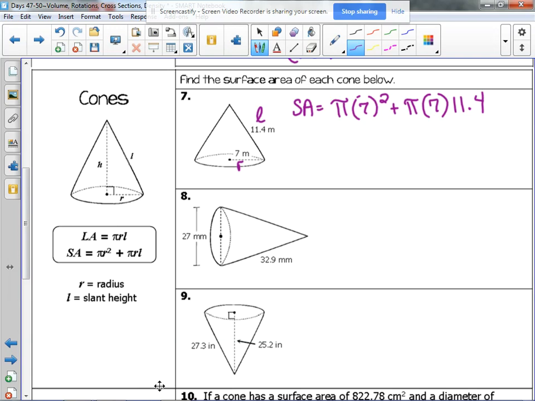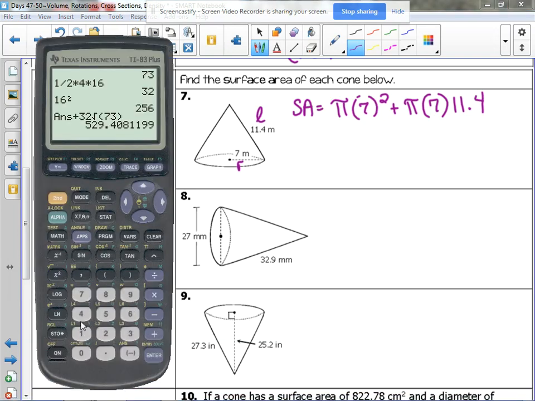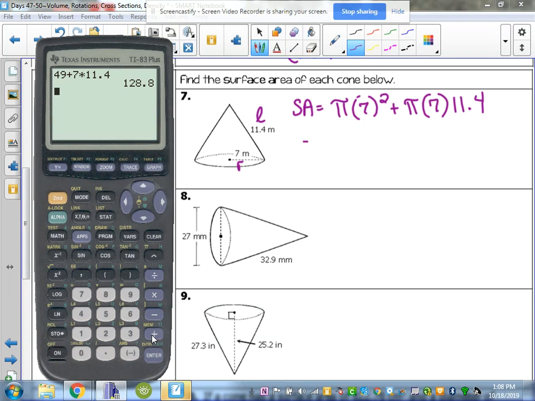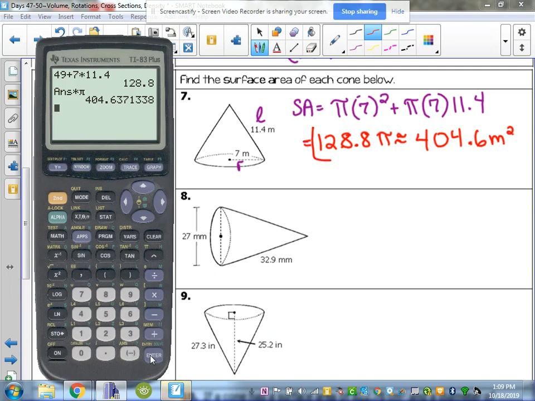So we've got, plug in everything but the pi. So 49 plus 7 times 11.4, 128.8 pi. When we multiply out the pi, we get our approximate answer of 404.6, and these were in meters, so they're squared.